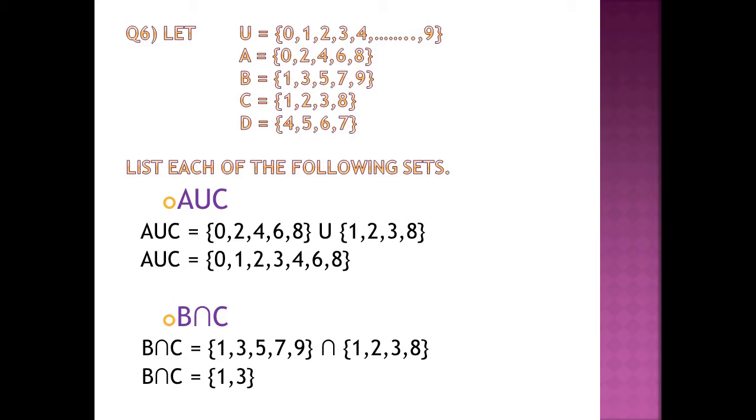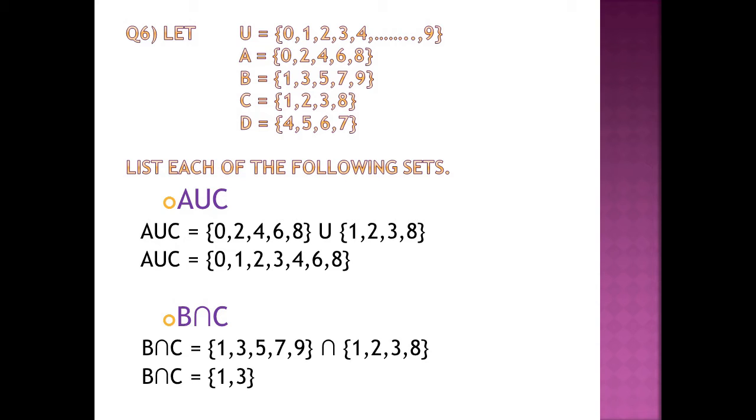A union C. We have to find the value of A union C. We know the value of A and the value of C. A is equal to {0, 2, 4, 6, 8} and C is equal to {1, 2, 3, 8}. You know the method of finding A union C? We will write all the elements of A and all the elements of C, but we will not repeat any element of A and C.